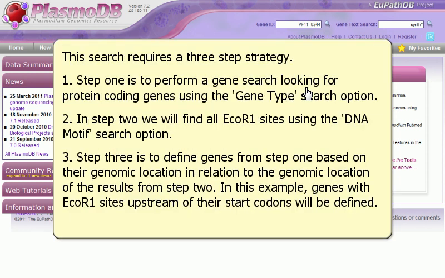This search requires a three-step strategy. Step 1 is to perform a gene search looking for protein-coding genes using the gene type search option. In Step 2, we will find all EcoR1 sites using the DNA Motif search option. Step 3 is to define genes from Step 1 based on their genomic location in relation to the genomic location of the results from Step 2. In this example, genes with EcoR1 sites upstream of their start codons will be defined.